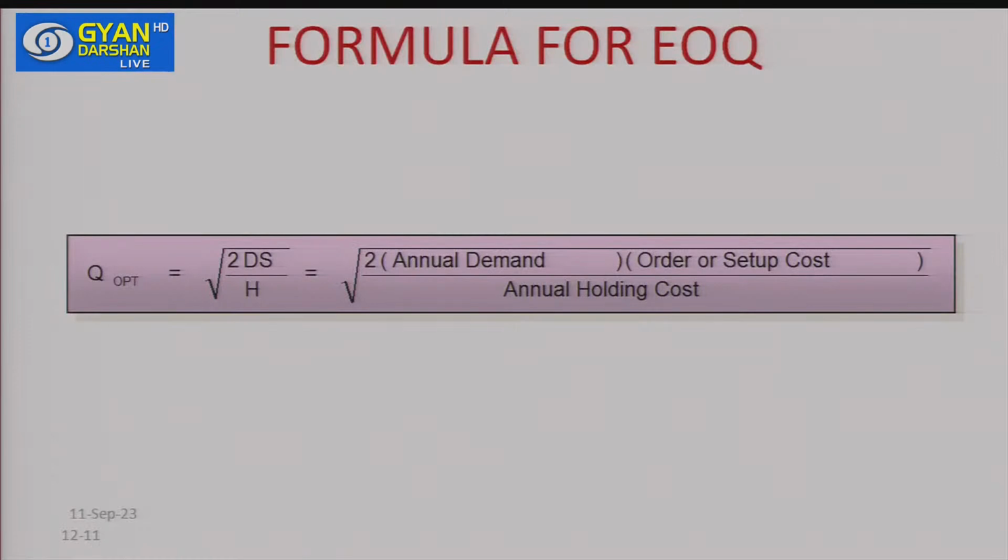This is a formula which we have derived: economic order quantity is the square root of 2 times annual demand, multiplied by ordering cost, divided by annual holding cost. So we will use this particular formula. And how did this formula come?